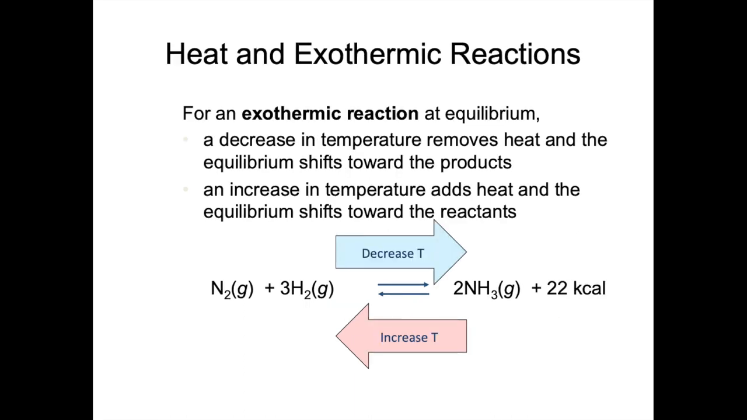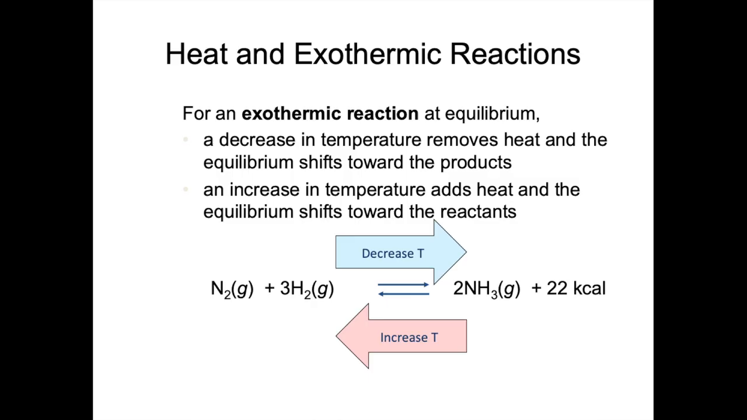Okay, then the last thing we're going to look at is the effect of temperature on our system equilibrium. To understand this, we've got to think back to what it means for a reaction to be endothermic or exothermic. So just to jog your memories from back in chapter 8, where we talked about the energy associated with reactions.